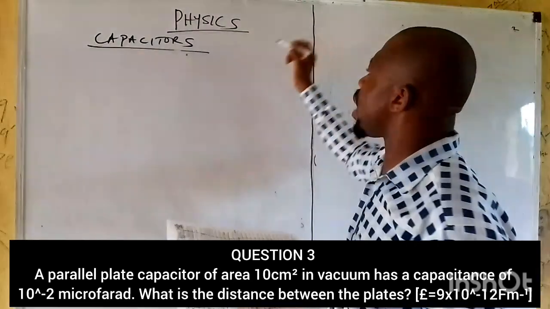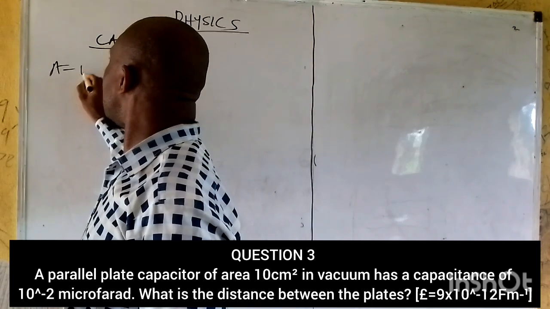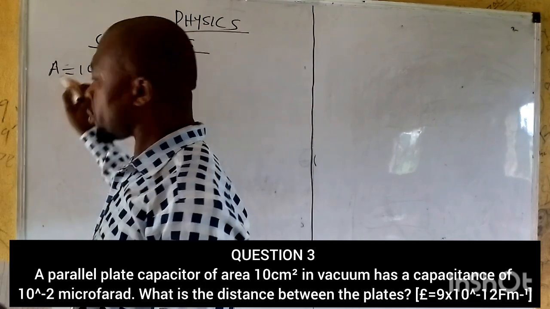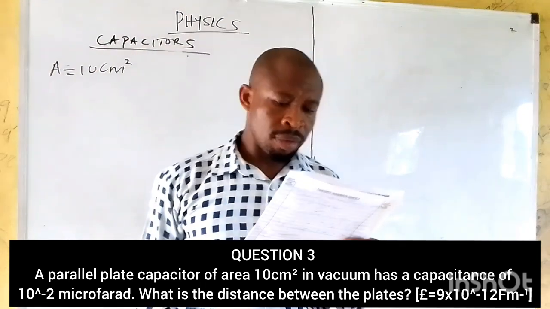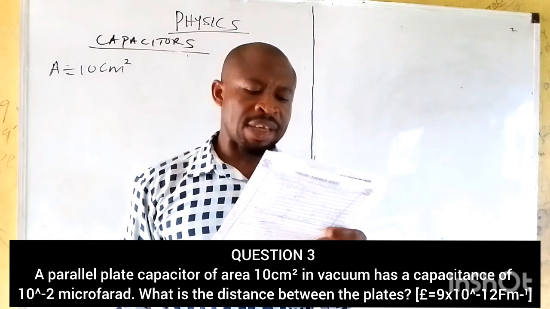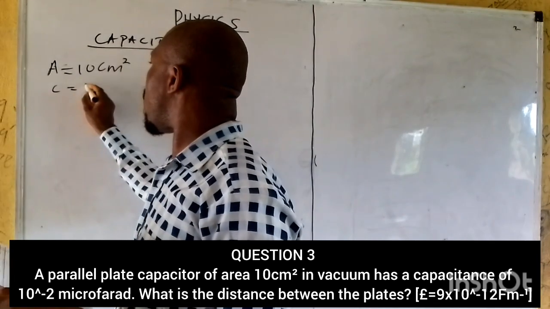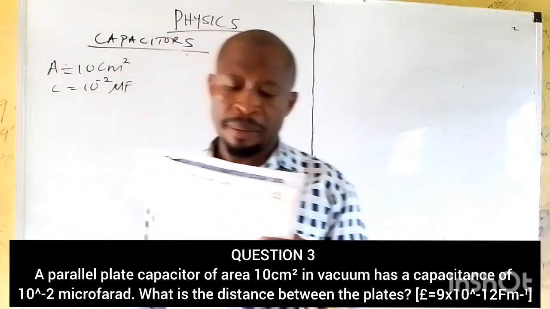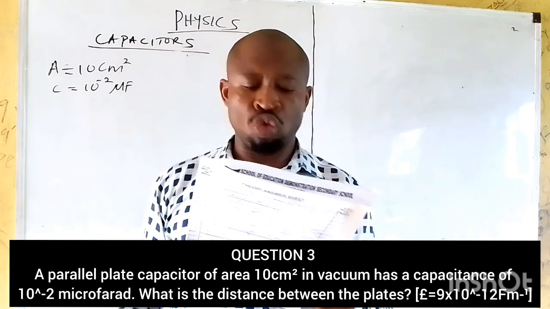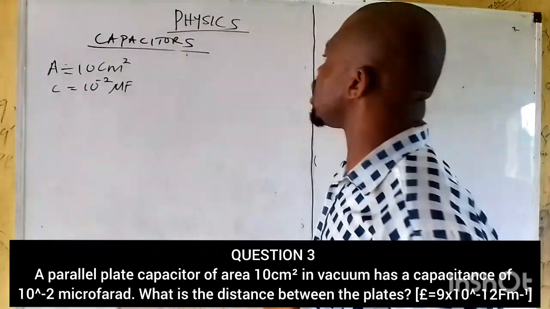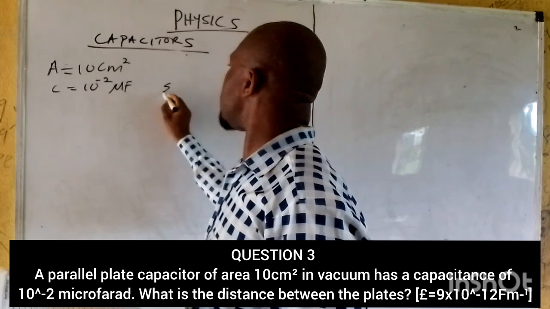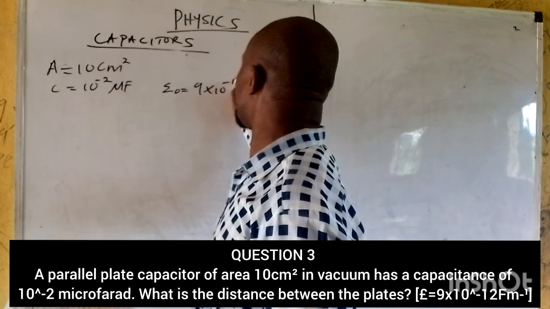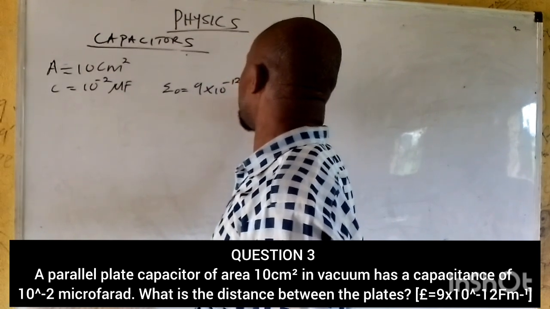Now we take the next question. A parallel plate capacitor of area 10 cm squared in vacuum has a capacitance of 10 raised to the power minus 2 microfarad. What is the distance between the plates? I was given that epsilon 0 is 9 times 10 to the power minus 12 farad per meter.